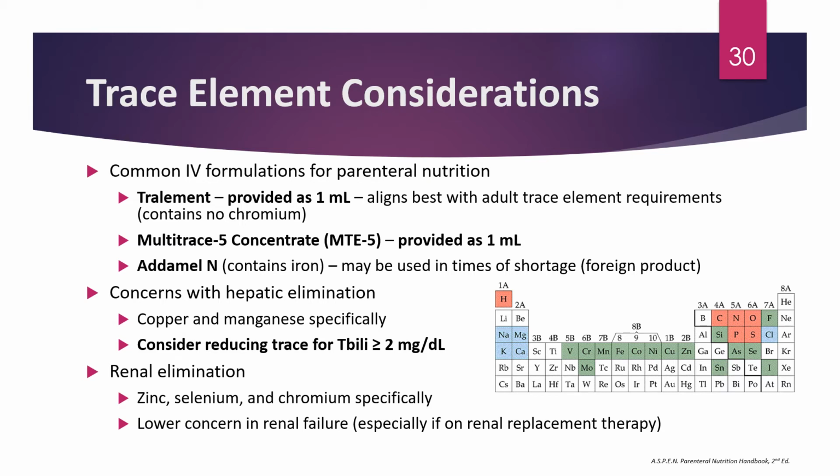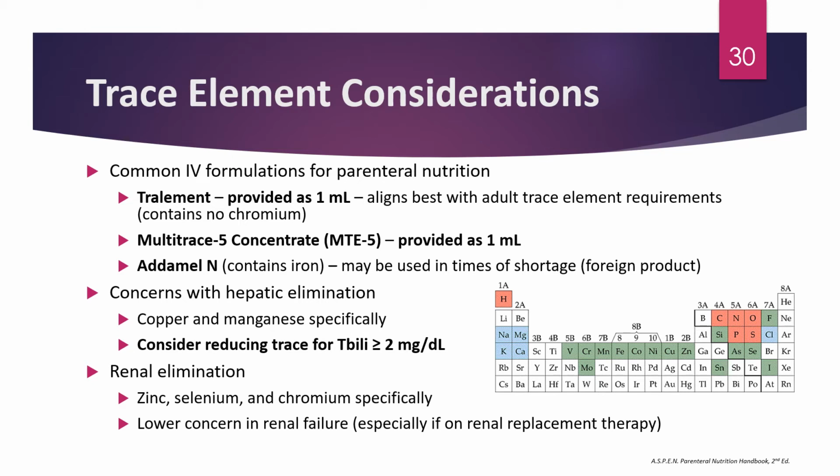Both of these are provided as 1 milliliter if you do have these products available to you in compounding PN at an institution you may work at in the future or do a rotation at. And then we have Atom N, which we addressed earlier, which contains iron. So we do have to be concerned with these trace elements. These are important for us in general to complete certain bodily functions.